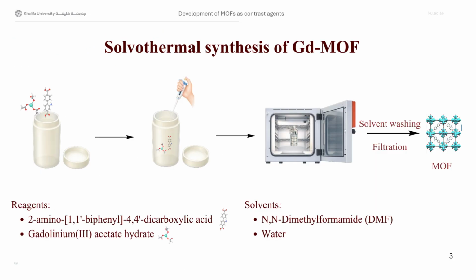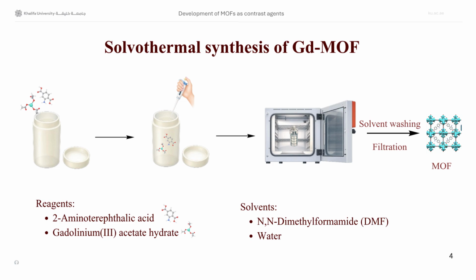The synthesized materials were prepared through a solvothermal synthesis method. In general, this method involves dissolving the gadolinium salt and the organic linker in a suitable solvent system, followed by heating the mixture in a sealed vessel under controlled temperature and time conditions. After the reaction was completed, the solid mauve product was collected and purified. The washing step is important because it removes unreacted metal salts and excess linker from the surface and pores of the crystal. This step can be described as solvent washing.